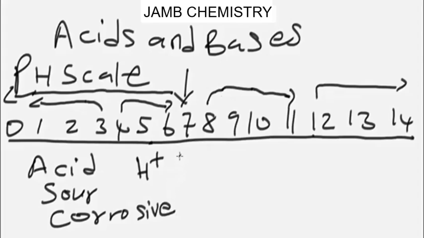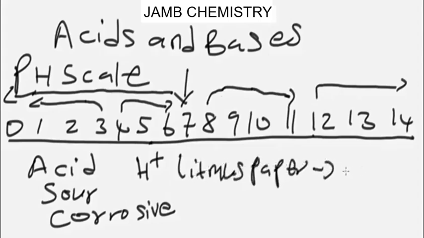So it changes litmus paper to red. Okay. Now, another physical property of an acid is that an acid has a pH range or scale less than 7. Alright, so take note of these properties of an acid. These are general properties of an acid you have to know.